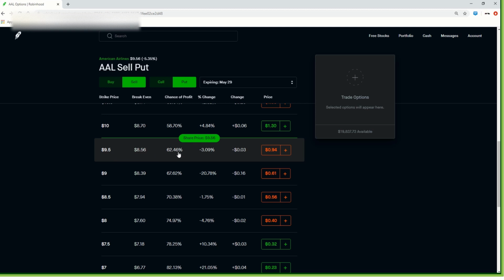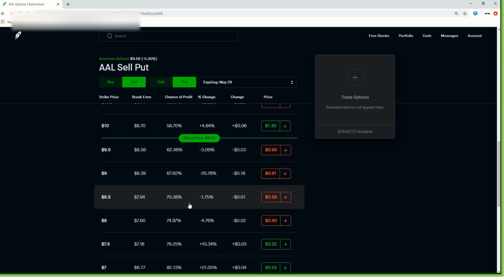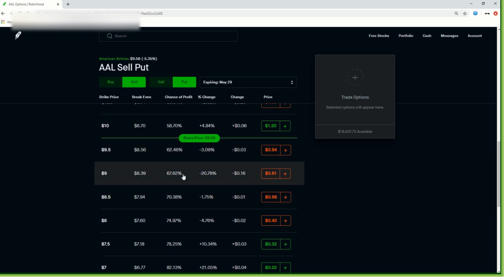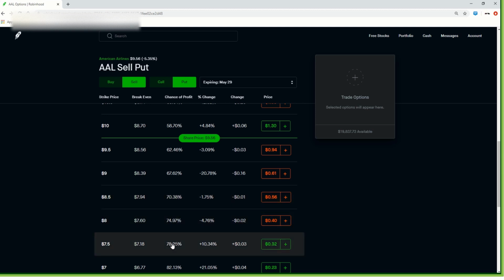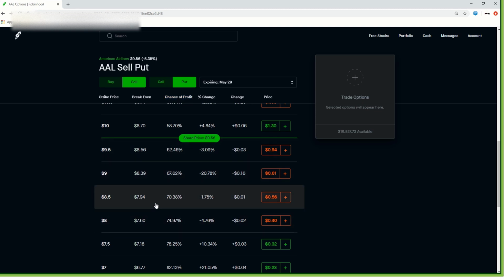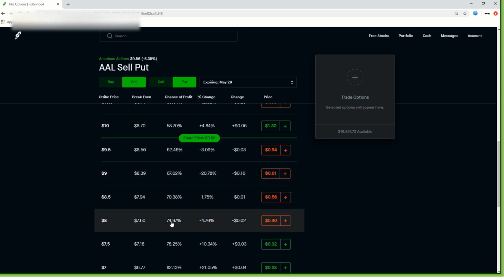So we're looking to sell out of the money options as they are the safest, and I like to go over 75 to 80% chance of profit. So you can see right here, chance of profit, and the share price is 9.56. So if we go look at the $8 strike price, we have a chance of profit almost 75%.